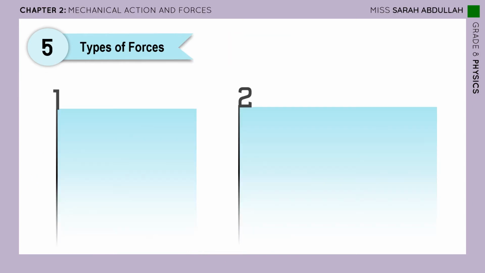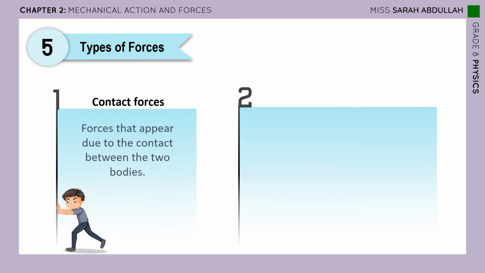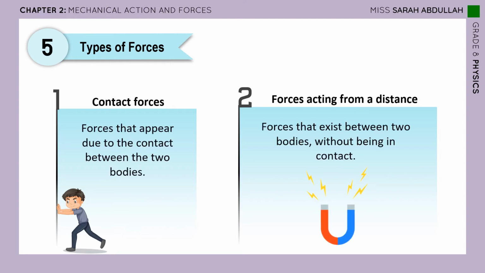Now I know that not all forces are the same. Of course not, because they have different characteristics. They have different points of application, lines of action, directions, and magnitudes. But despite all that, we can still divide the forces into 2 types. The first one we call contact forces. The second one we call forces acting from a distance. Now let's try to define each type.